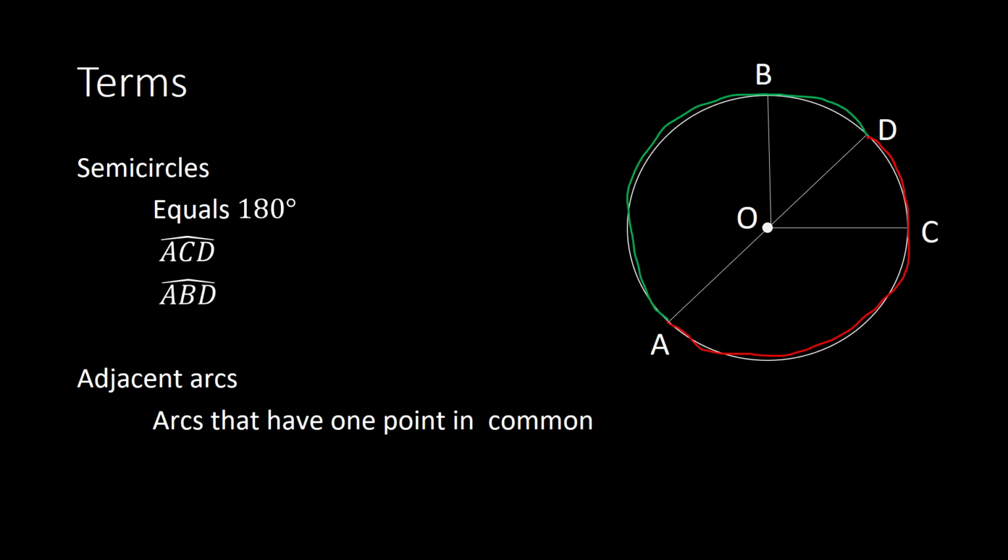So there are multiple examples in this picture. One example would be CD and AC. So CD would be from C to D, so this arc right here. And then AC would be going from A to C, so this arc right here. So notice they have a common point, point C. So therefore, they would be adjacent arcs.